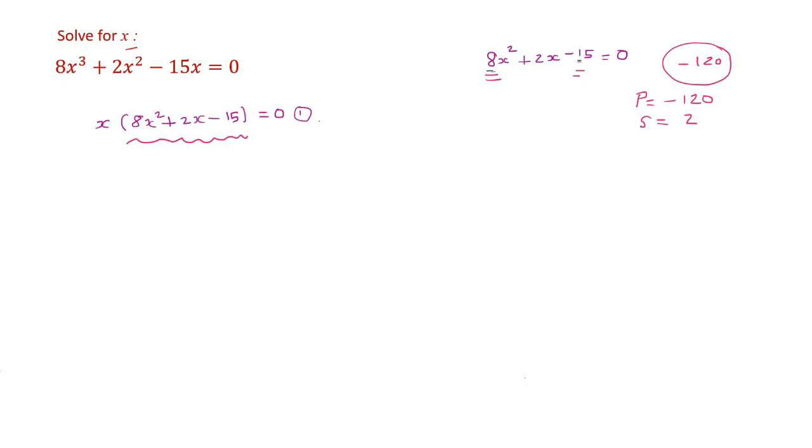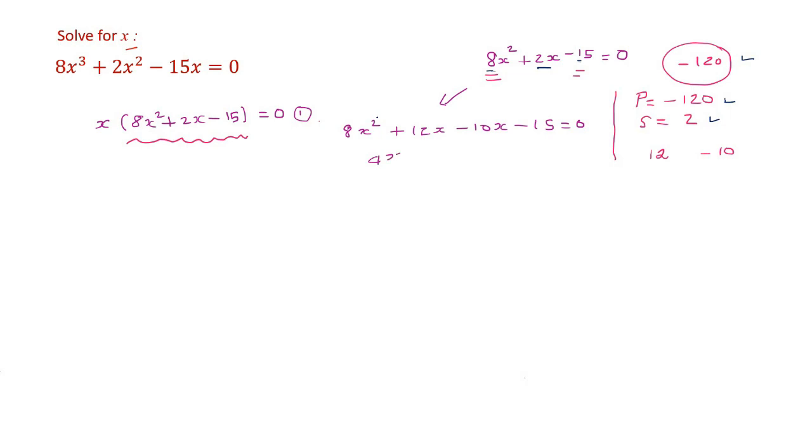We have such numbers, 12 and minus 10. When you multiply 12 and minus 10, you get minus 120, and the sum of these two, 12 minus 10, is 2. That's what we want. Now rewrite this equation. The 2x you write as 12x minus 10x. And here you can see 8x squared plus 12x, you can take 4x common for these two terms.